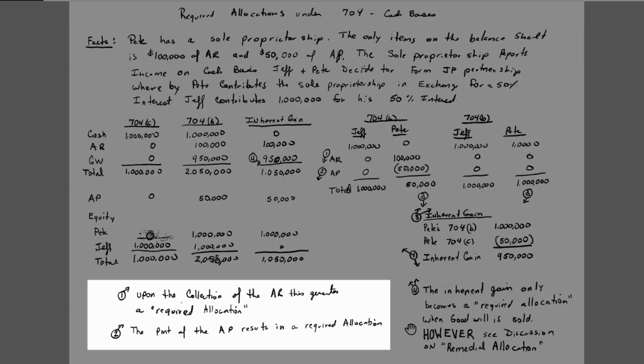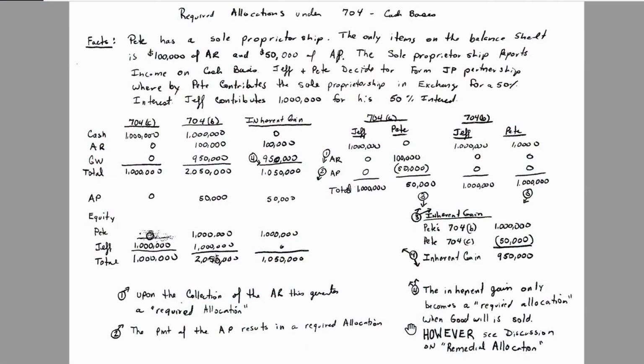Okay, so Jeff's 704C capital account post that collection is how much? It wouldn't change. And Pete's? It would. You would get a deduction of 50,000 and an income of 100,000, so it'd go up 50,000. Yep. And Pete and Jeff's 704B capital accounts were affected by that collection of AR and AP by how much?